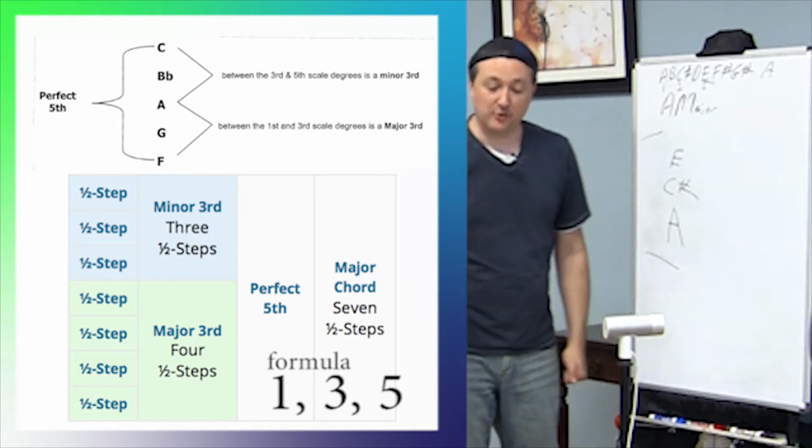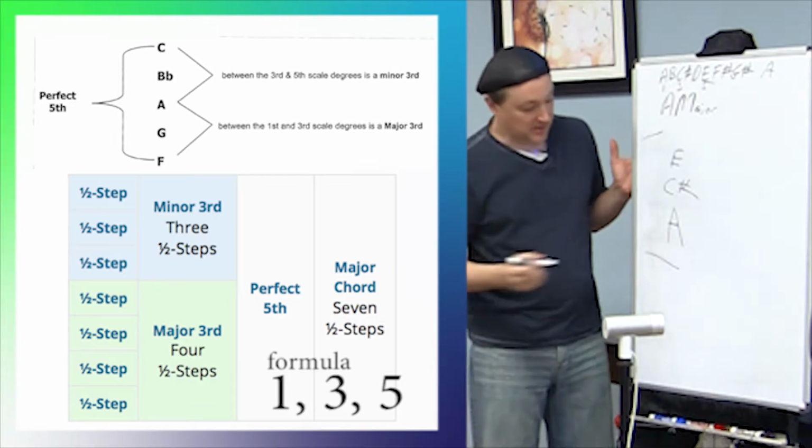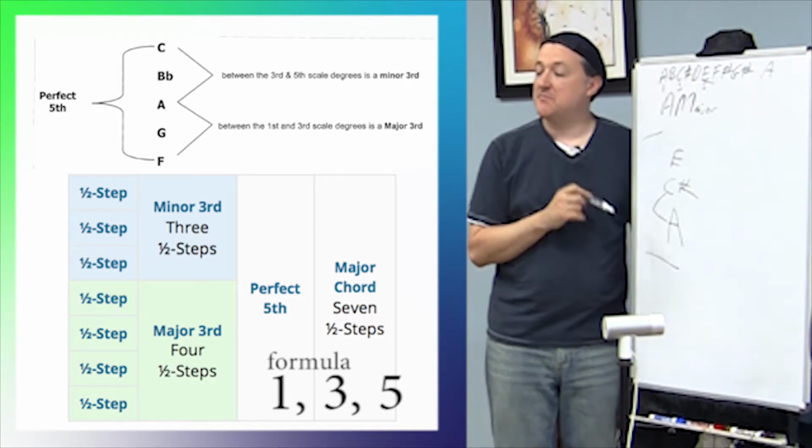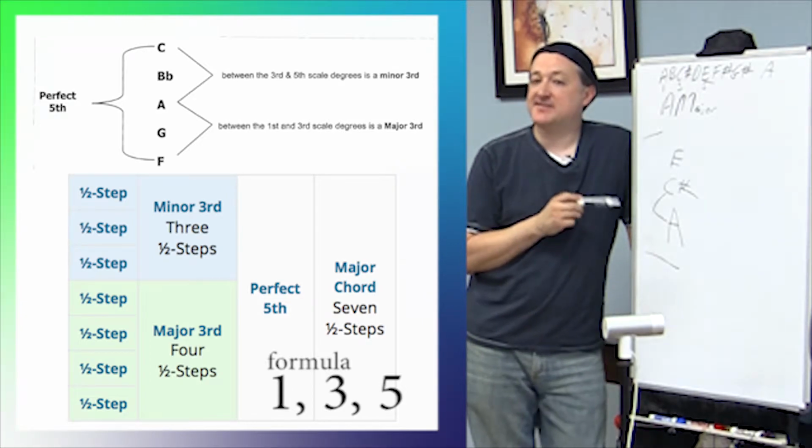All right, now let's break it down for a minute. The distance between the 1st and the 3rd scale degrees of a major scale is how many half steps? Anybody?